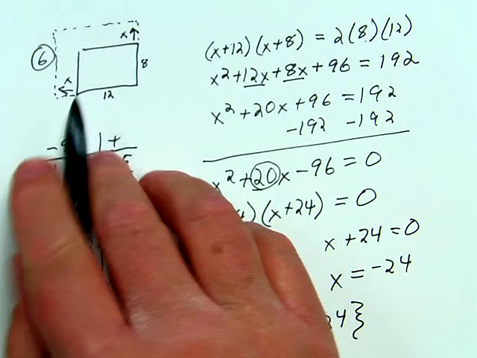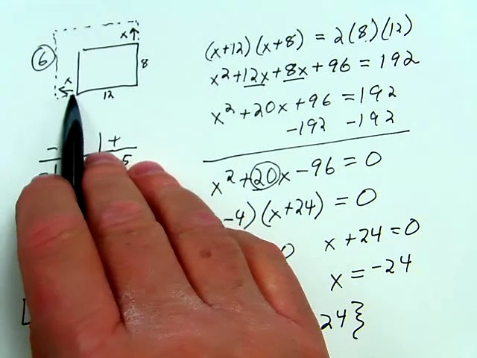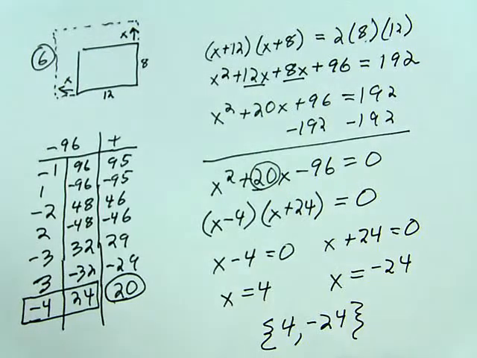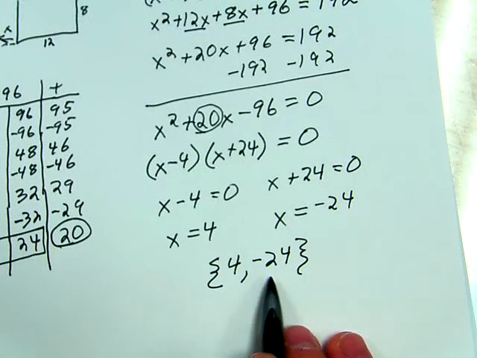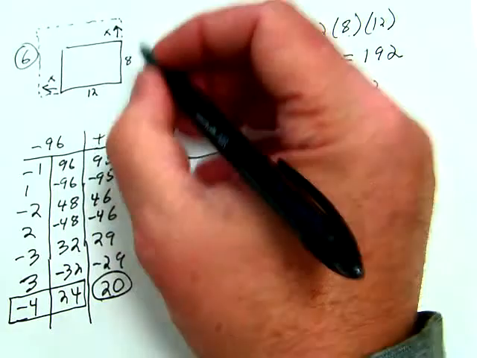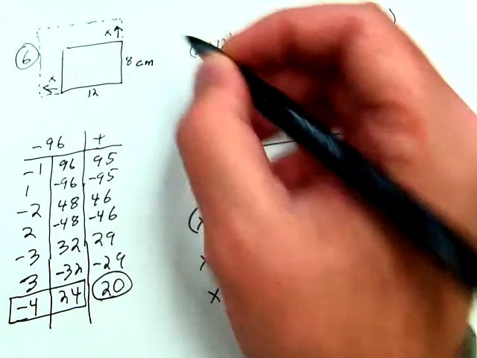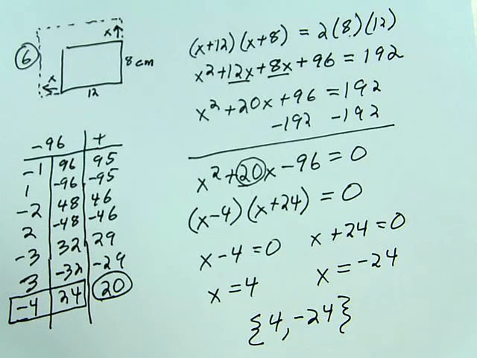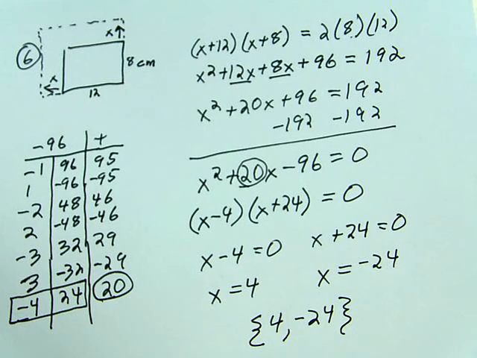However, if you remember, my original problem was how much distance do I have to add to it? I can't have a negative distance. So my final answer is 4. And I go back and I look at the problem, and I didn't write that up here, but these are centimeters. So 4 centimeters is my final answer.